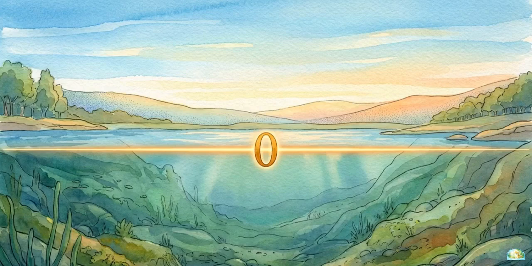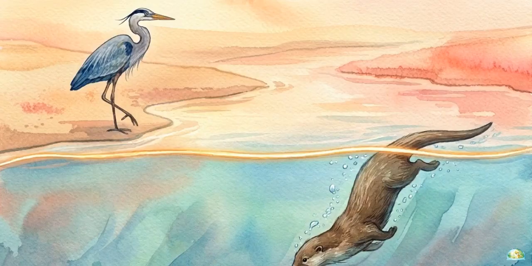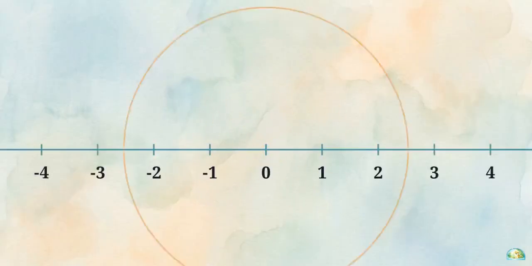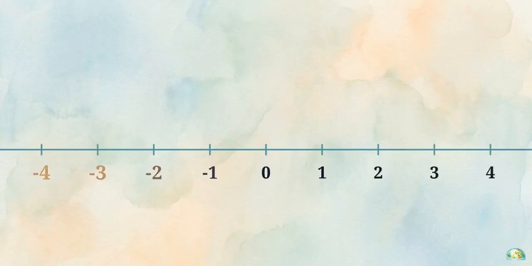Welcome to the riverbank. Here, the water's surface is 0. Above the line, herons stand on the sandy bank in positive territory. Below the line, otters dive into negative depths. Ripples spread out from 0 to mark the integers. These fixed tick marks help us navigate the landscape.